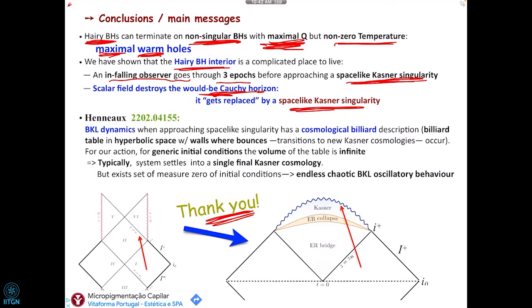I will keep the PDF screen up for a while, just in case there is a particular question about it. I guess you cannot see my face, can you? No, we cannot, but I think that's okay.